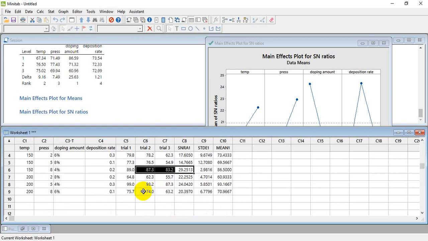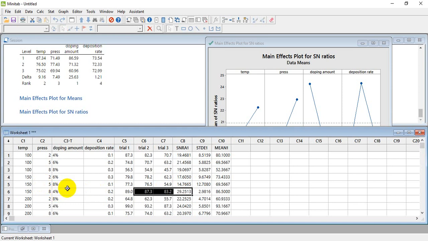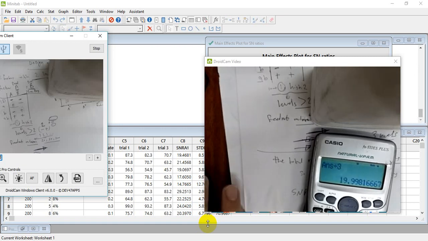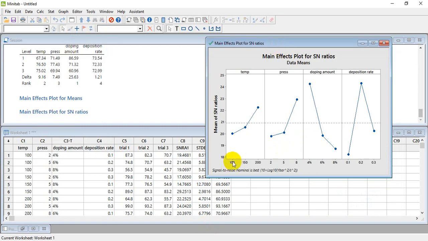What's the problem here? The average signal to noise ratio for temperature 100 is the average of the 3 signal to noise ratios here: 19.468 plus 21.4568 plus the third, divided by 3. It is the average, 19.99, about 20.